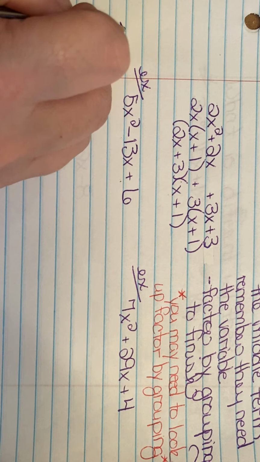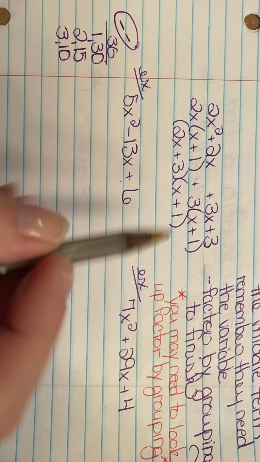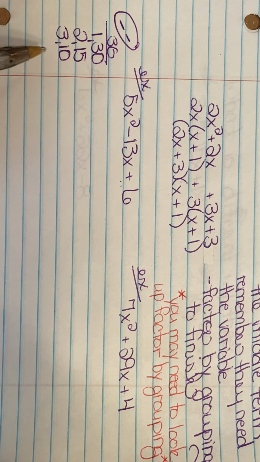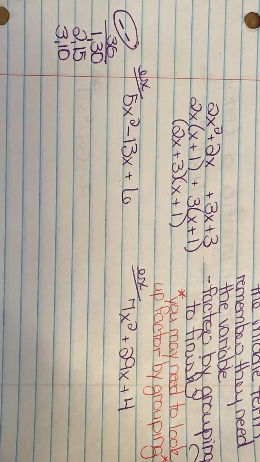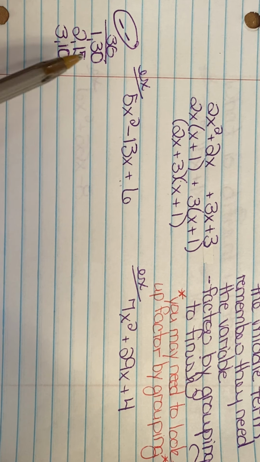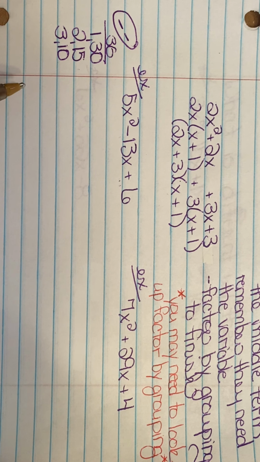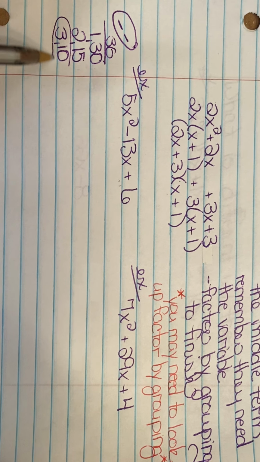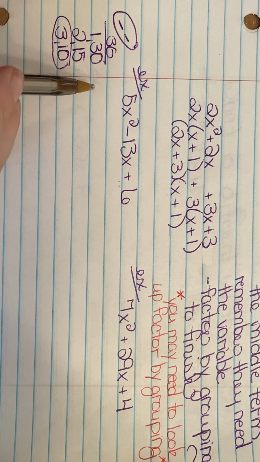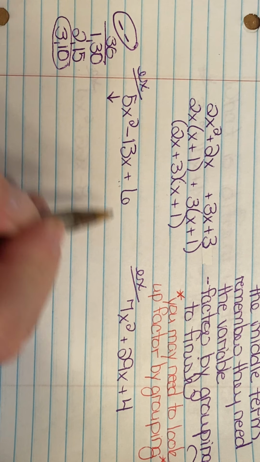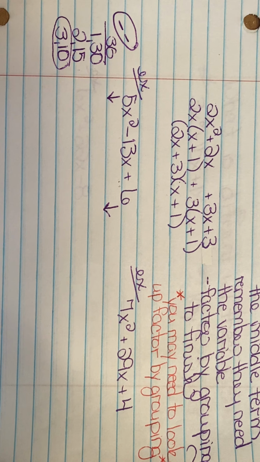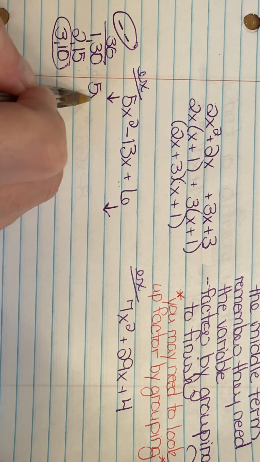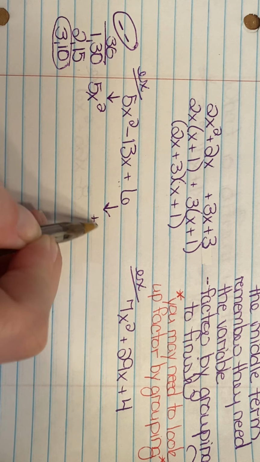When I add them together, I need my middle number to be negative. So that means I'm going to have a negative times a negative, which is what's going to give me the positive. So both numbers over here, both factors, are going to be negative. Which 2 sets of numbers can I combine together to get negative 13? Well, 3 and 10. So just like we did before, I'm going to bring down my first and last terms. So 5x squared plus 6.